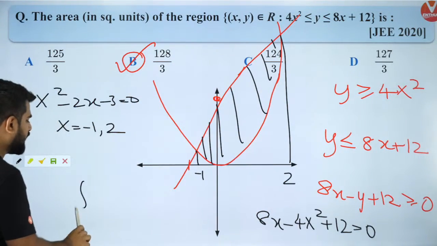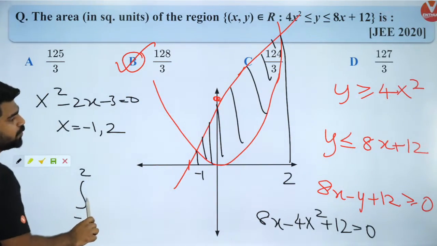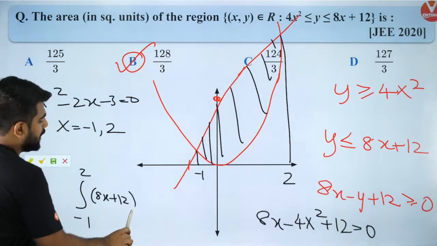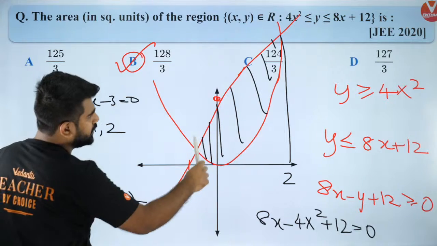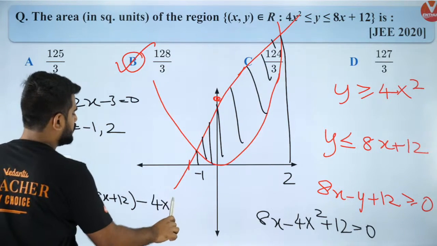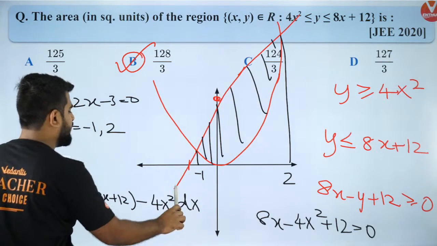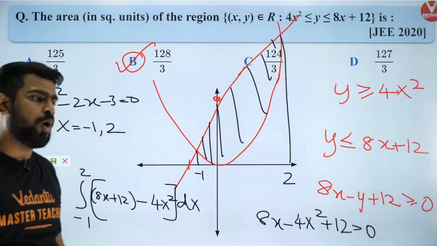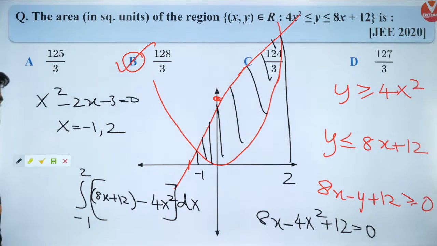So it will be the integral from minus 1 to 2 of the above function minus the below function. Above function is 8x plus 12, and below function is 4x square. And that, my friends, will give you the answer. Can you all please try it out and tell me what is the answer?